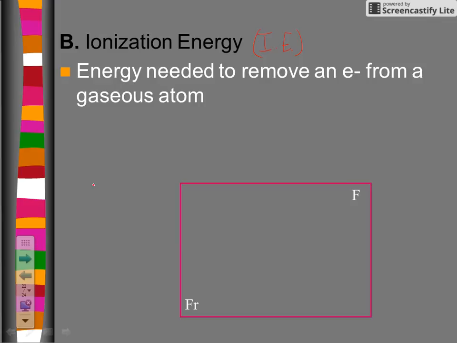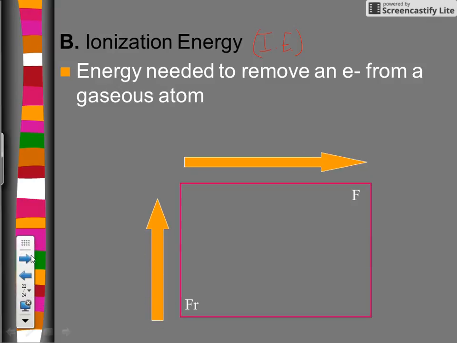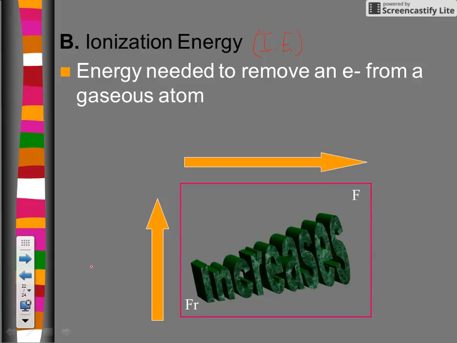Ionization energy is the energy needed to remove an electron from a gaseous atom. So how much energy it would take to take the electron off of the valence shell of an atom. Again, we're going from francium to fluorine. As you go up a family and across the periodic table, this trend increases.